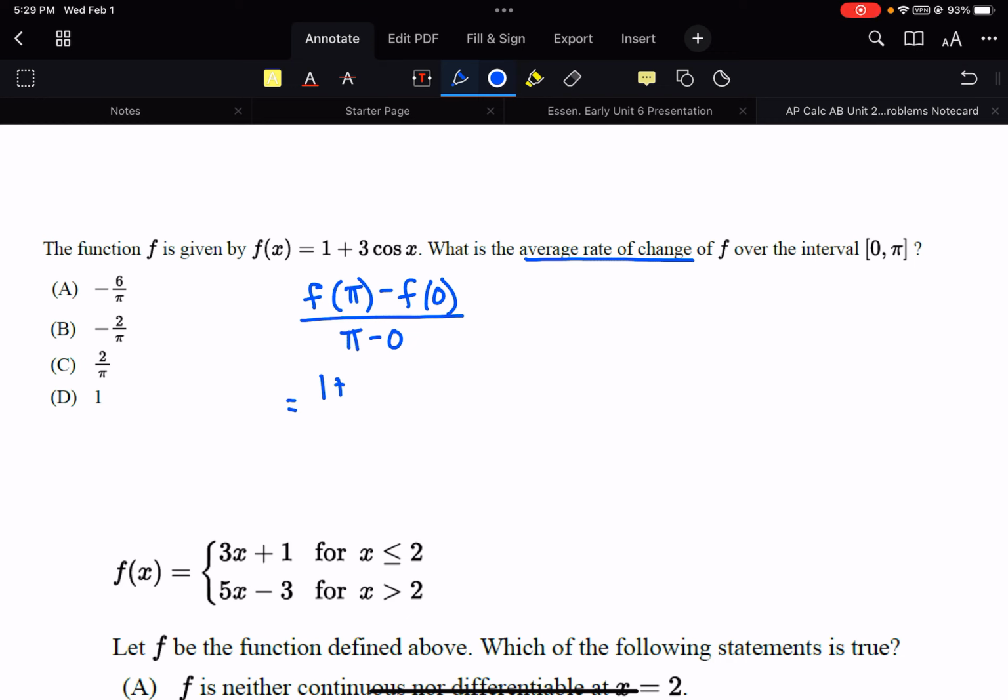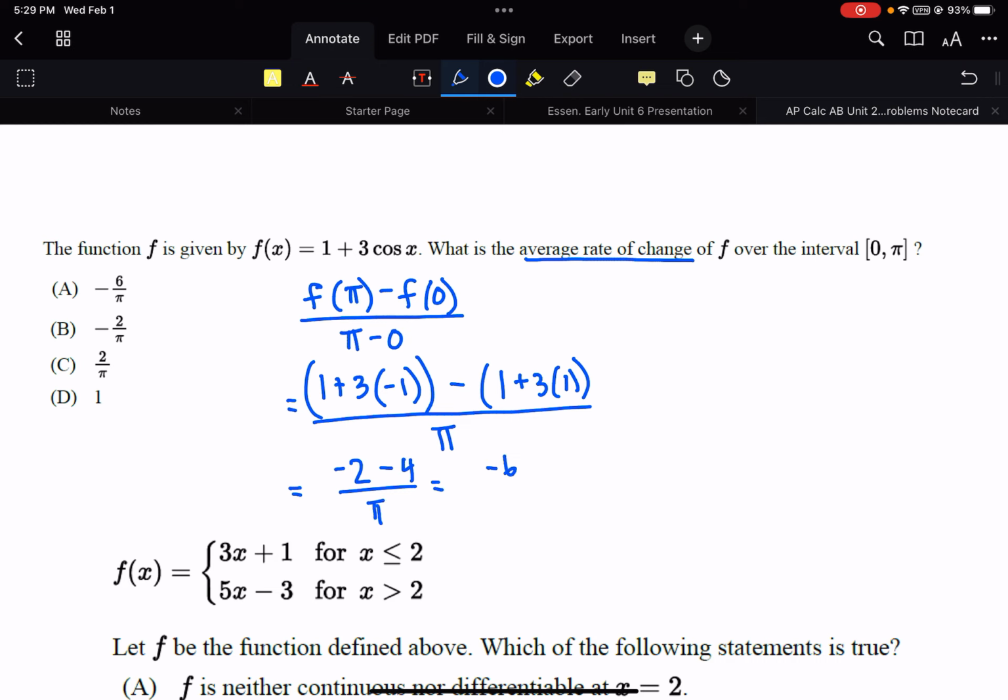So I have 1 plus, and then the cosine of pi, remember the unit circle, that's going to be clear on the left side, so that'd be -1. So that's my first piece. Minus f of 0. Remember that the cosine of 0 is 1, all over pi. Be really careful evaluating this. You don't want to make mistakes with your trig. So you have 1 minus 3, -2, minus 4 over pi. So my answer is -6 over pi. So that's my average rate of change.